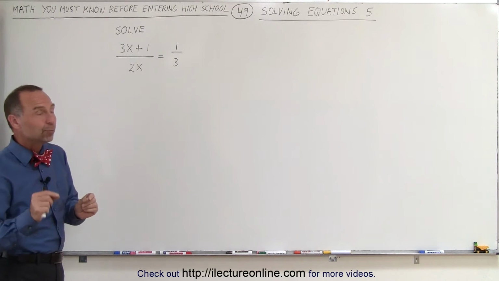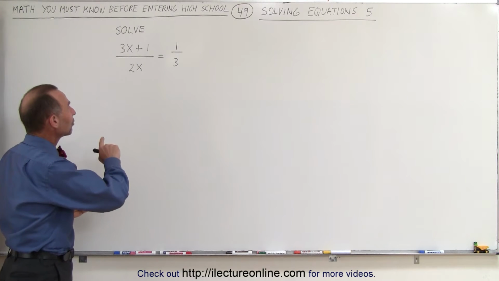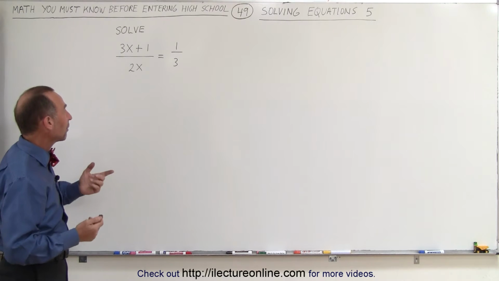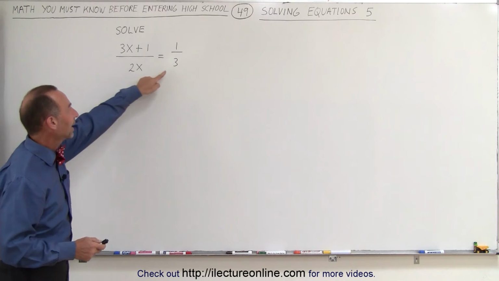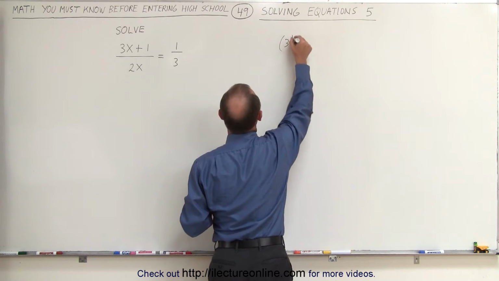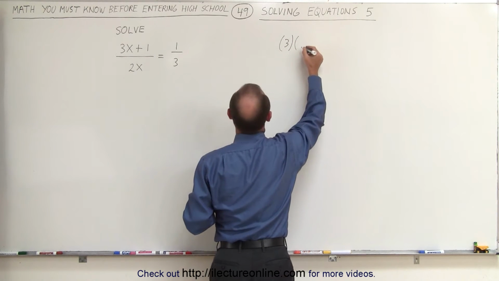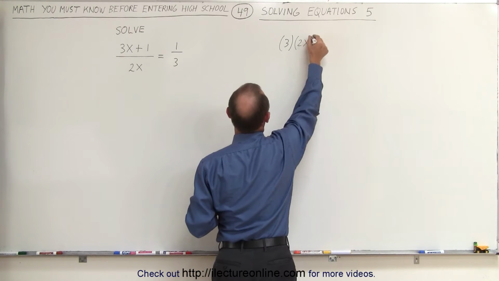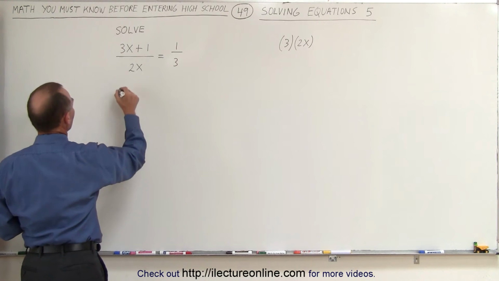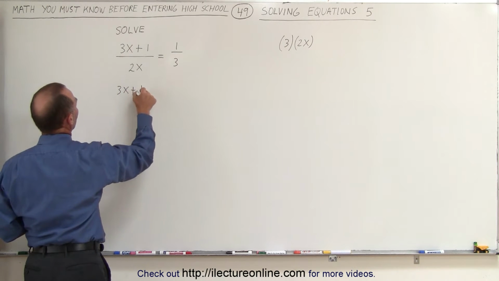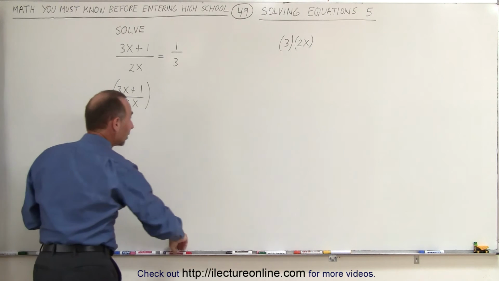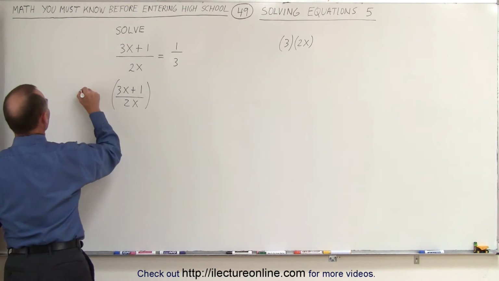What we can do here is multiply both sides of the equation by the lowest common multiple of both denominators. The lowest common multiple would be the product of 2x and 3. So in other words, we're going to multiply both sides of the equation by 3 times 2x and see what we get. On the left side, we're going to write 3x plus 1 over 2x, and we're going to multiply that times 3 times 2x.